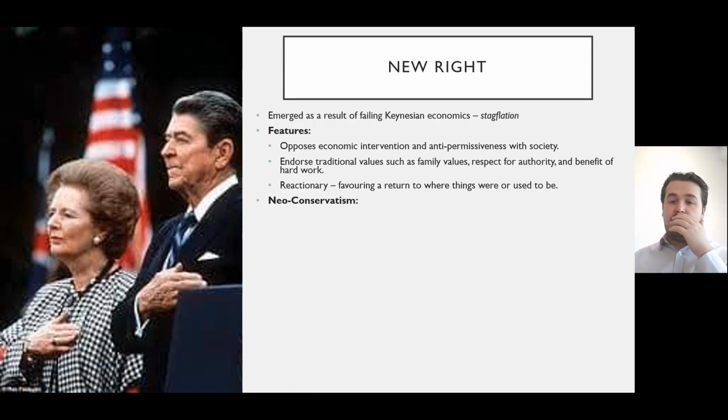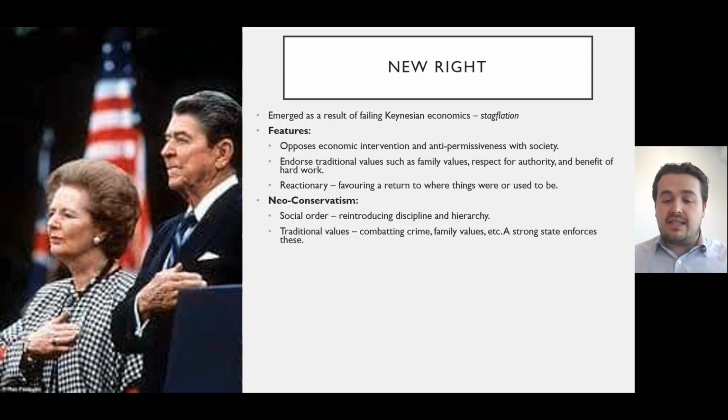And there's two strands of the New Right that we can recognise. Not all New Right thinkers are encompassing both, but in our examples of Reagan and Thatcher, we really do see elements of both. So in neoconservatism, we see an emphasis on social order. We reintroduce discipline and hierarchy. We definitely see that in Thatcher's reaction to the miners' strikes in the early 1940s. Emphasis on traditional values. You combat crime. You place emphasis on family values. And a strong state is going to enforce these.